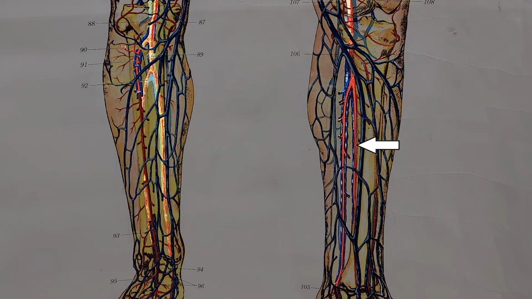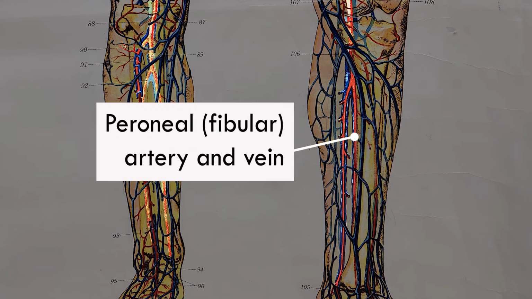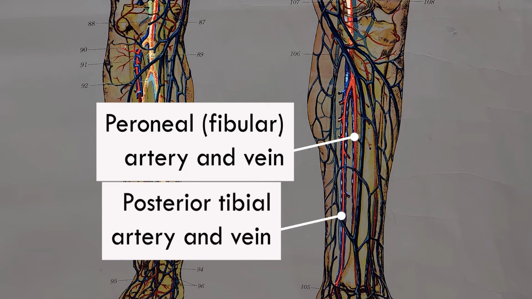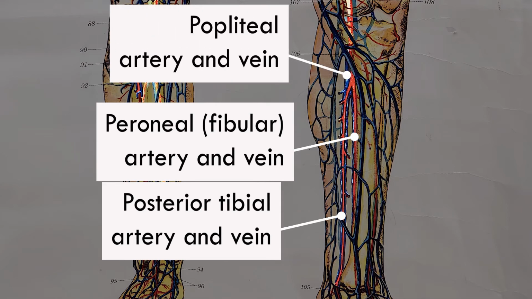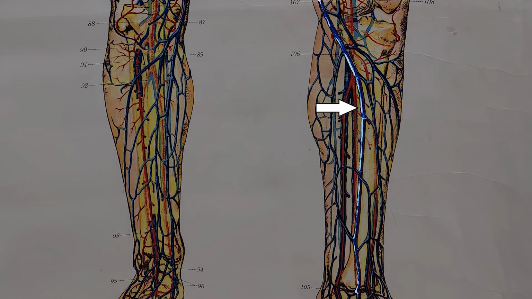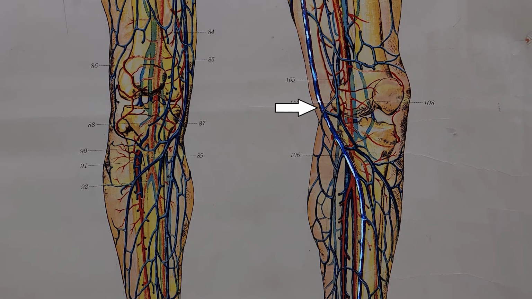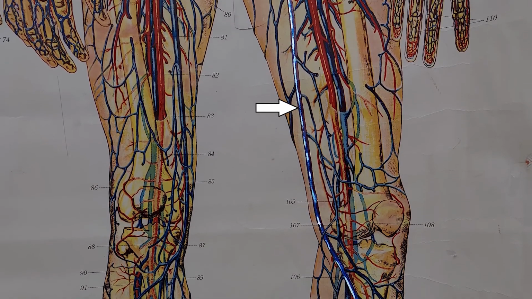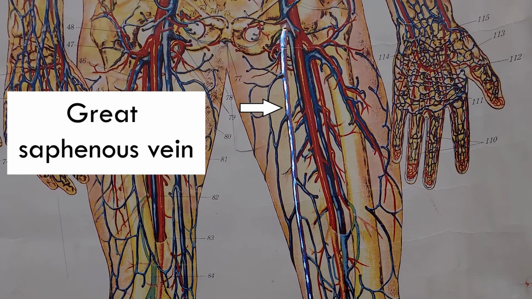So those would be the fibular or peroneal artery and vein. These would be the posterior tibial artery and vein, and they would be emptying into or coming off of the popliteal artery and vein. That superficial vessel that I mentioned a minute ago, the medial superficial vessel, is this large one here. This is a medial superficial vein, and it is called the great saphenous vein.